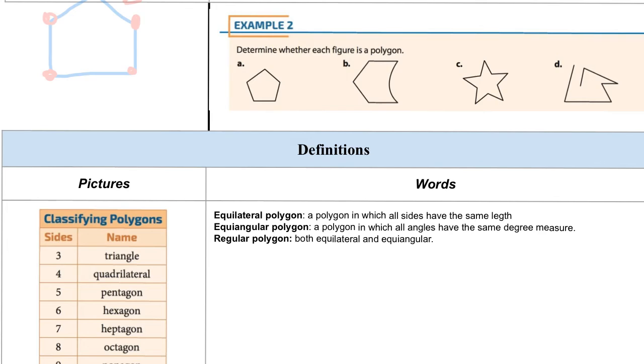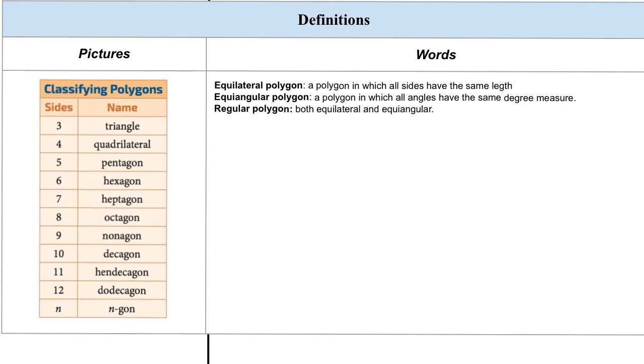C, is C a polygon? Yes, it's a concave polygon, but it is a closed curve consisting of line segments. D, is D a polygon? No. First of all, it's not closed, but it is comprised of segments. But if it's not closed, it cannot be defined as a polygon. All right. She said maybe.